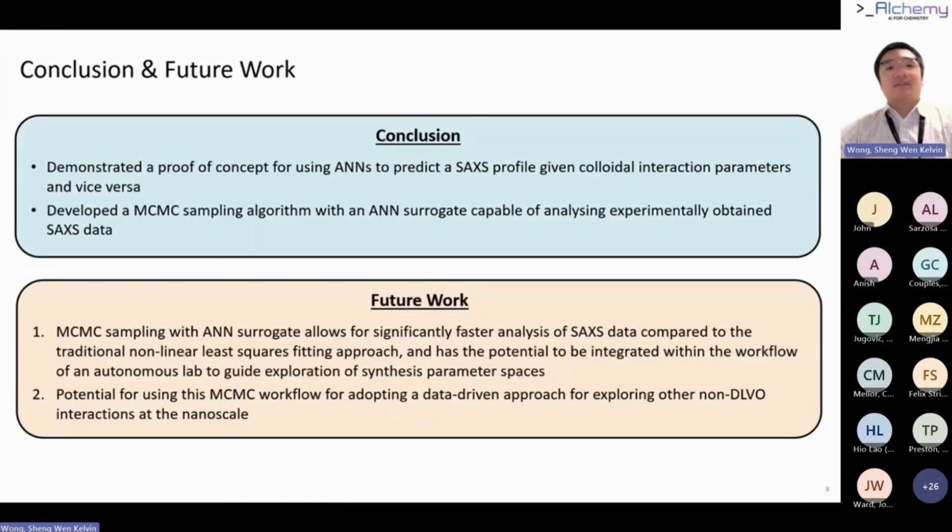So in conclusion, we demonstrated a proof of concept for using neural networks to predict a SAXS profile given the colloidal interaction parameters and vice versa. We also developed a Markov Chain Monte Carlo sampling algorithm with a neural network surrogate, which is capable of analyzing experimentally obtained SAXS data. Future work includes the incorporation of this MCMC workflow within an autonomous lab to guide the exploration of synthesis parameter spaces.